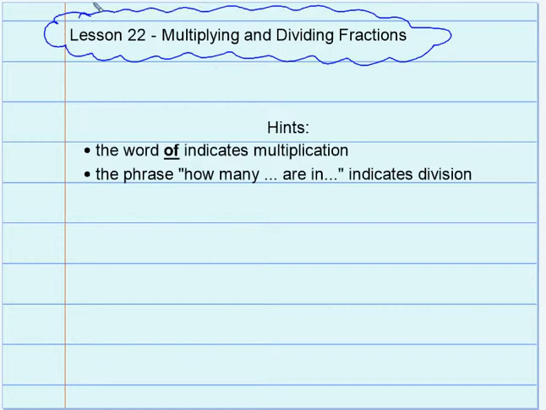So there are a couple of hints that you can use to help you figure out whether it's multiplication or division. If you see the word "of," that generally indicates multiplication, and the phrase "how many whatever are in whatever," so how many 1/3 are in 3, that indicates division, and we'll go over a problem just like that in just a minute.